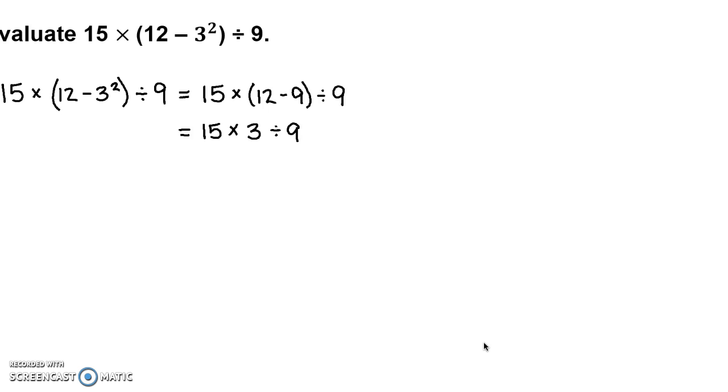15 times 3 equals 45. The expression equals 45 divided by 9. Divide. 45 divided by 9 equals 5. So 15 times the quantity 12 minus 3 squared divided by 9 equals 5.